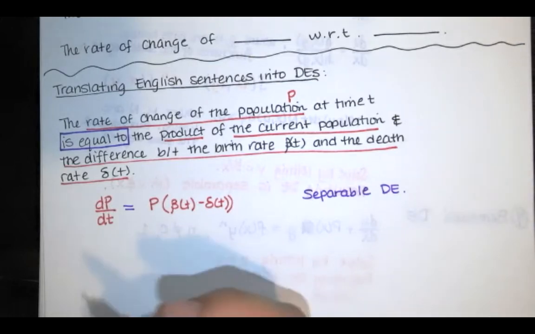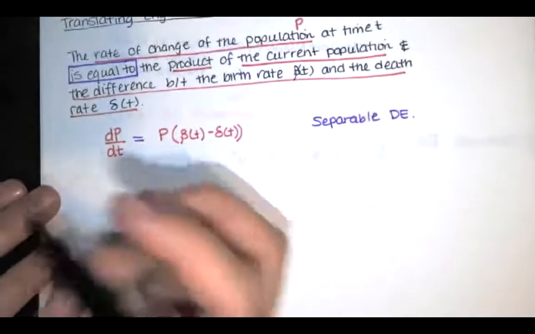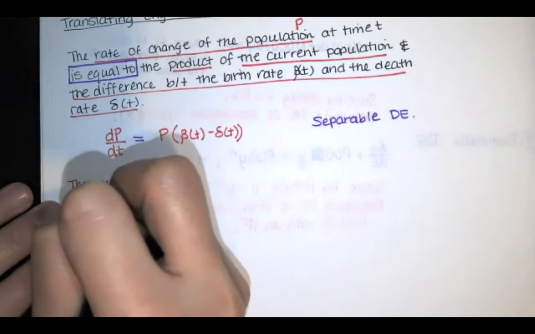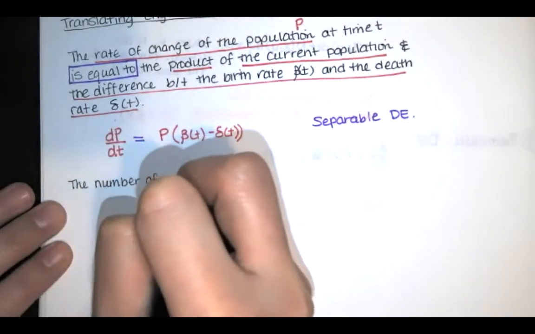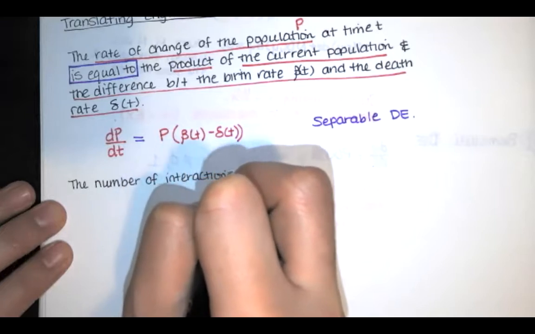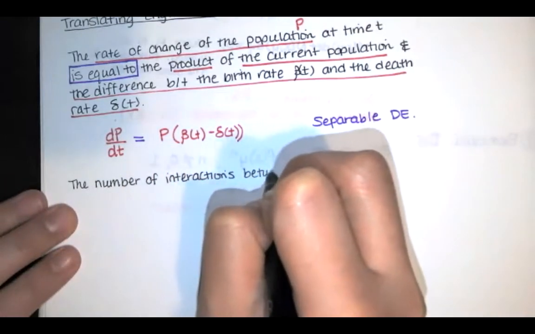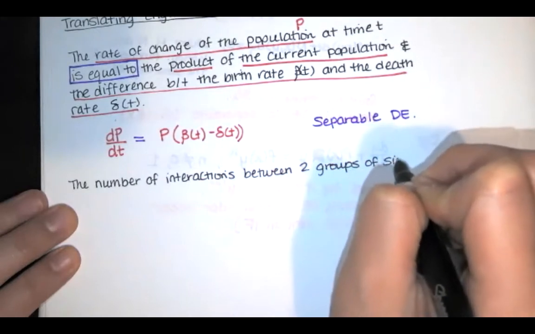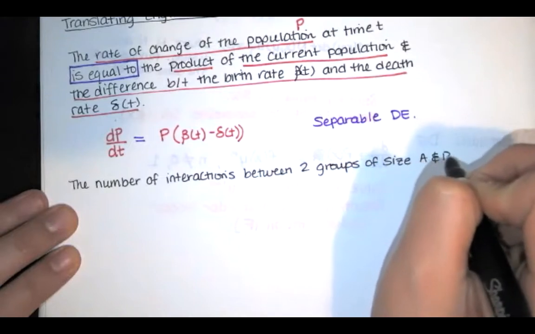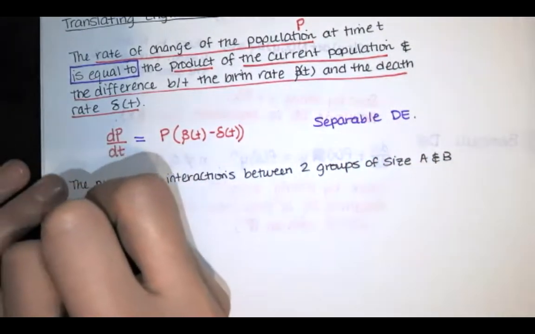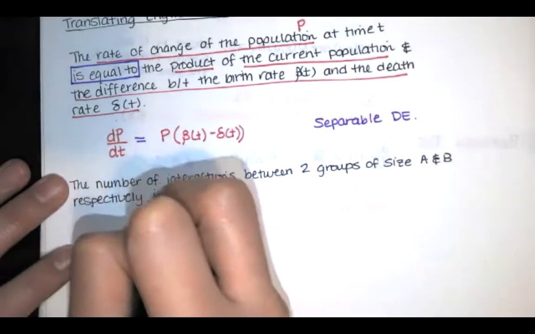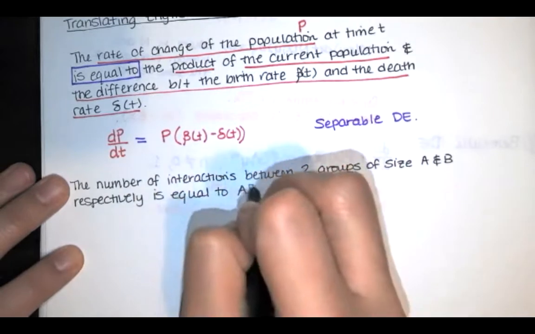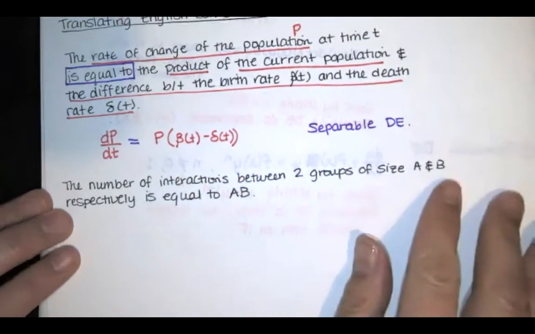Now let's do another one. Let's say we're told that the number of interactions between two groups of size A and B respectively is equal to A times B. Okay, and then they give us the rest of this.